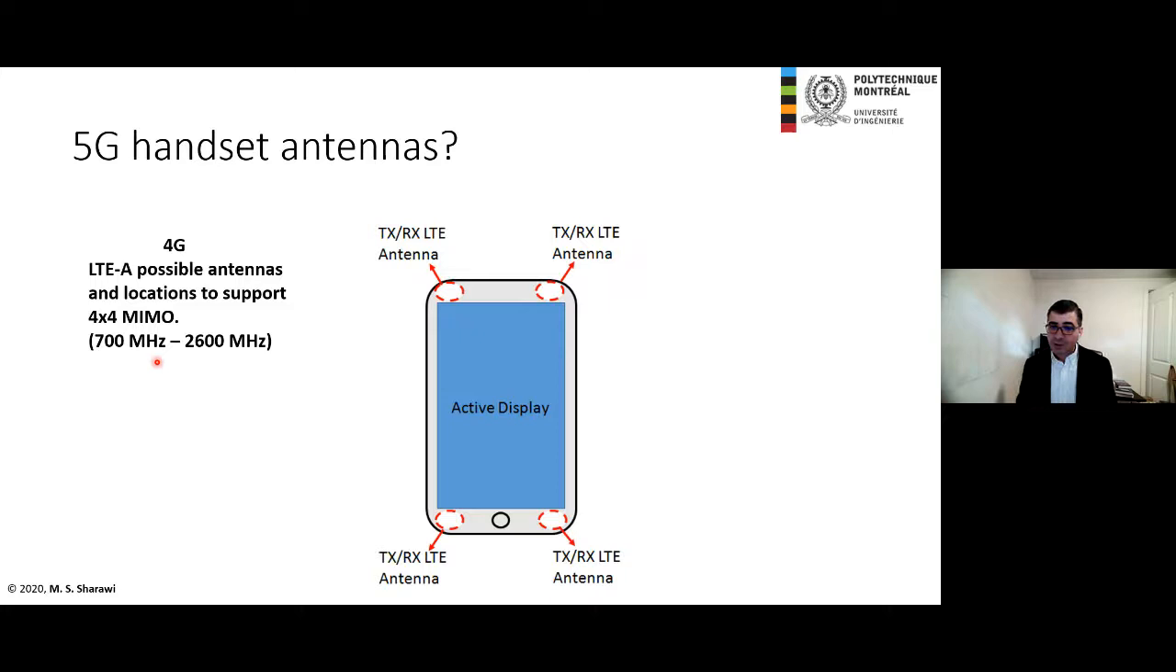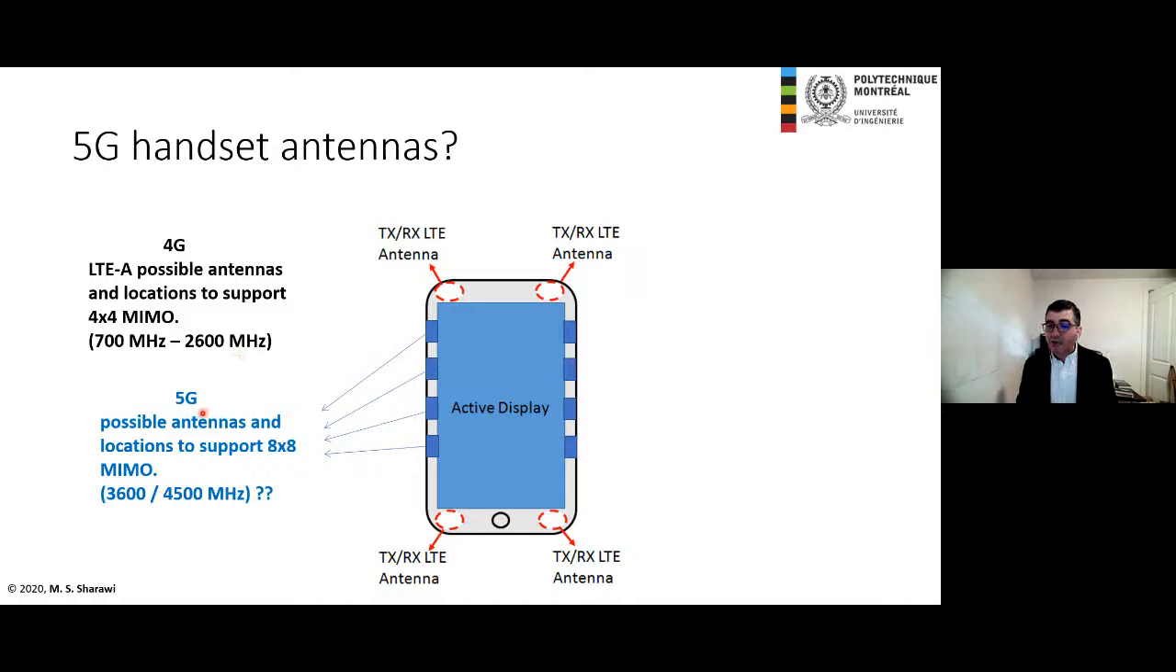And when we talk about 5G, in order to have the advantage of massive MIMO, we need to have at least 4 to 8 antenna elements in the frequency range between 3600 megahertz and 4500 megahertz. And these are expected to be at the edges of the phone. So even if you block some of them, you will still have some connectivity from the others, and you will still get a good connection compared to 4G.